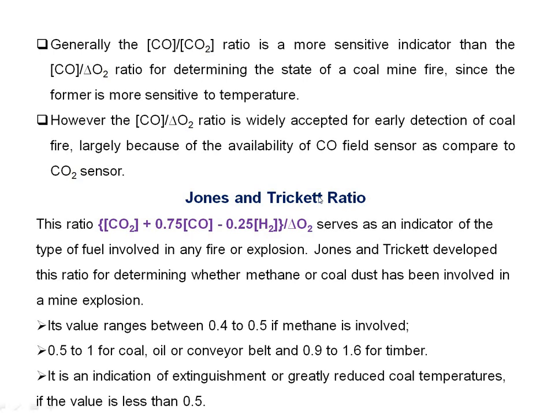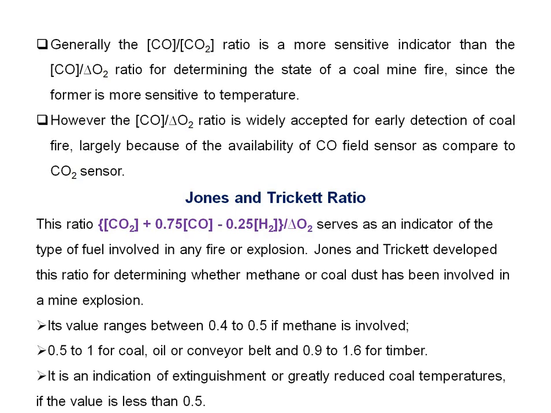In the last video I told many things regarding the Graham's ratio, so you can get that point, that del O2 is basically 0.265 N2 minus O2. You must know that this determines whether methane or coal dust explosion has been involved in a mine explosion. The value ranges between 0.4 to 0.5 if methane is involved, 0.5 to 1.0 for coal, oil, conveyor belt, and 0.9 to 1.6 for timber. If the value is less than 0.5, it is an indication of extinguishment and greatly reduced coal temperature.